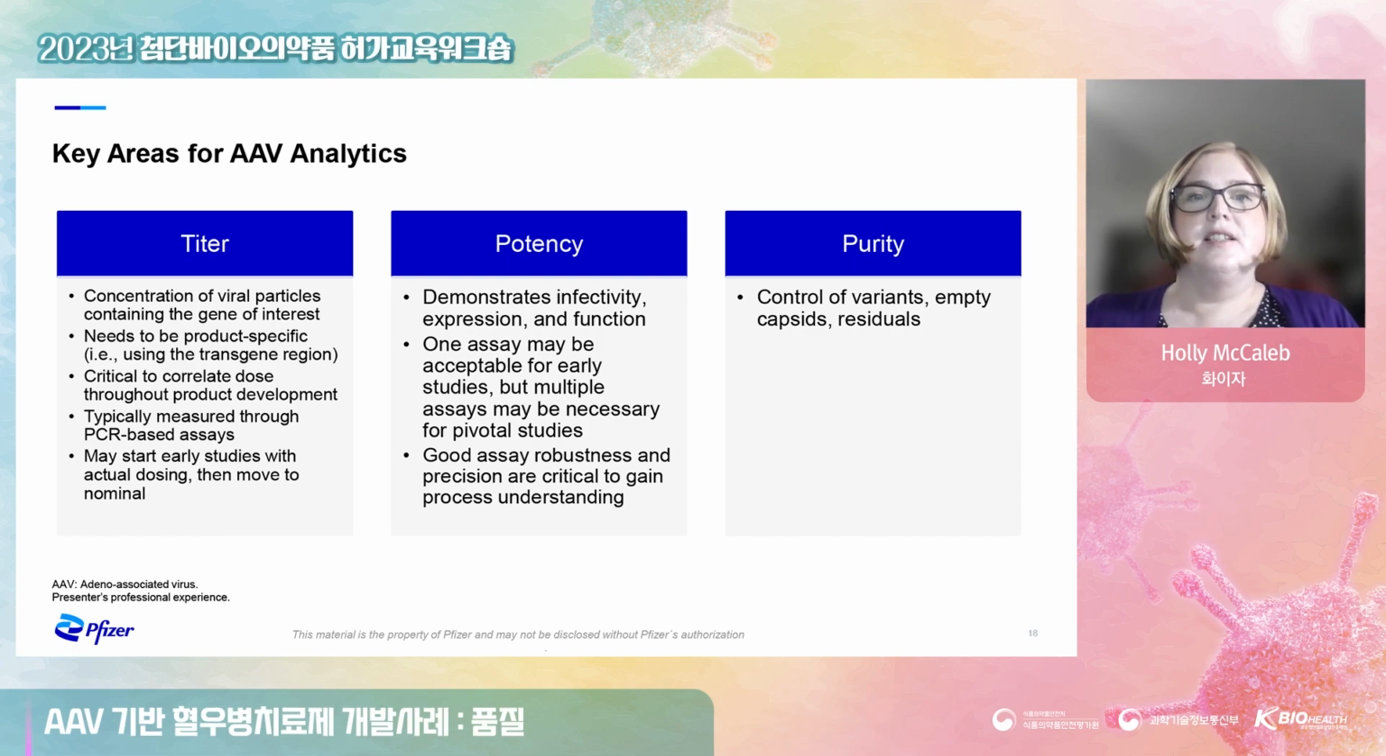Potency assays are needed to demonstrate infectivity, expression, and function of the AAV. A single assay may be acceptable for early clinical studies, but multiple assays could be necessary for pivotal studies. Finally, purity is an important aspect of AAV quality and includes control of product variants, measurement of full and empty capsids, and monitoring of residuals.